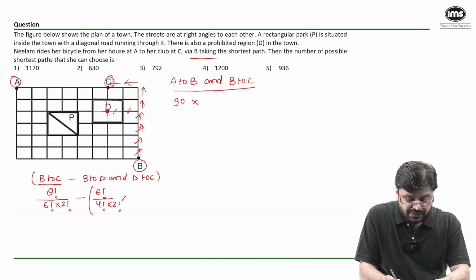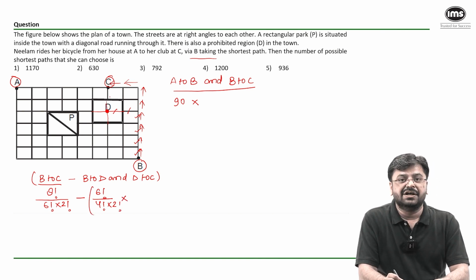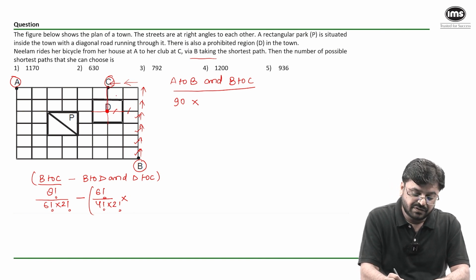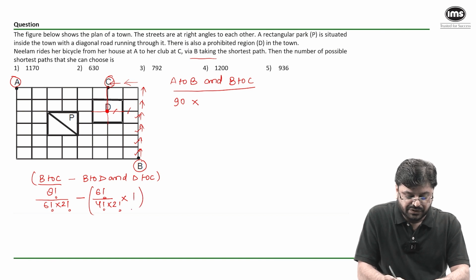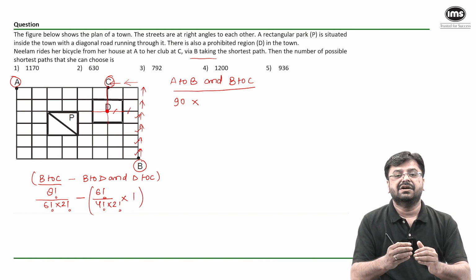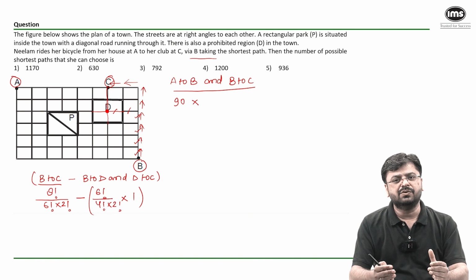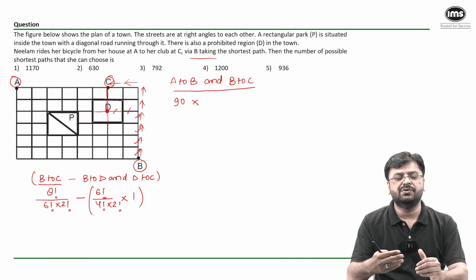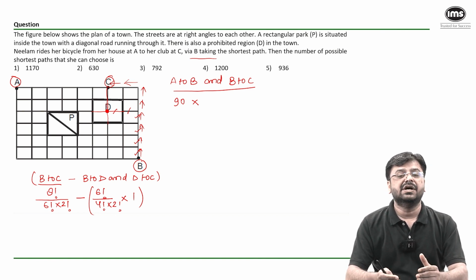Also, once you reach D, there is only one way in which you can reach from D to C. That is the shortest way, a straight, direct route from D to C. So we need to subtract these cases. We are counting here all the possible routes from B to C and subtracting all those routes which are going from B to C via D.